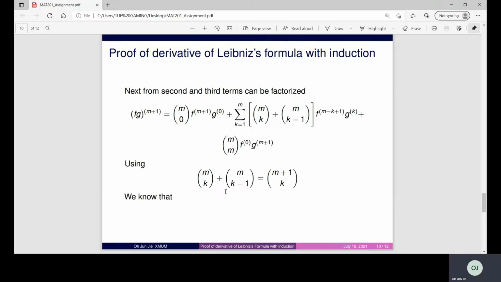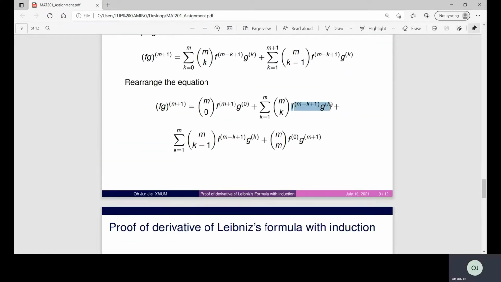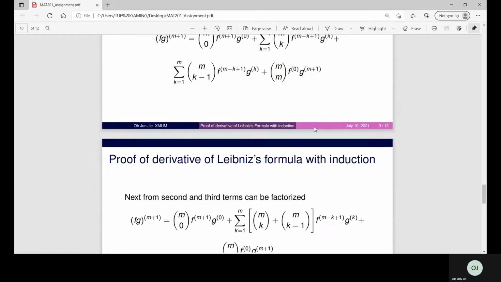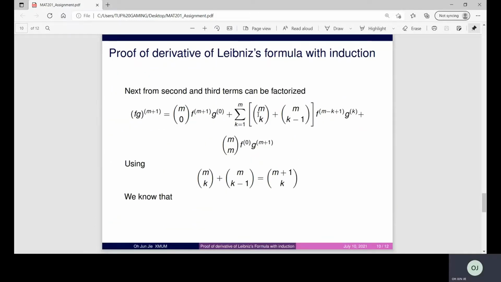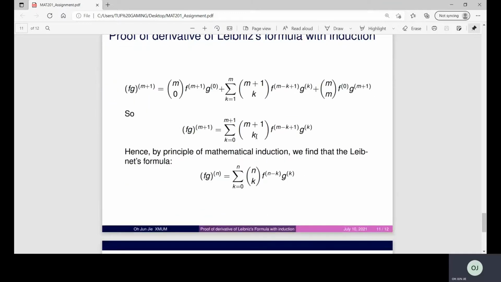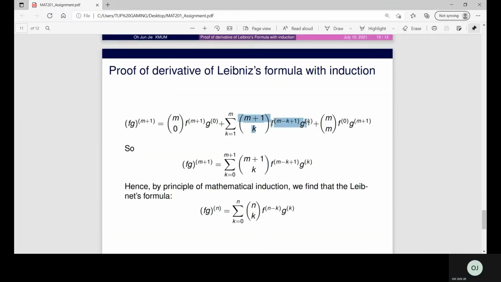Next, the second and third terms can be factorized by the derivative of order m minus k plus 1 of f times the derivative of order k of g. So the binomial m to k plus the binomial m to k minus 1 can be added by Pascal's identity. We'll get the binomial m plus 1 to k. So we can plug into the equation like this.